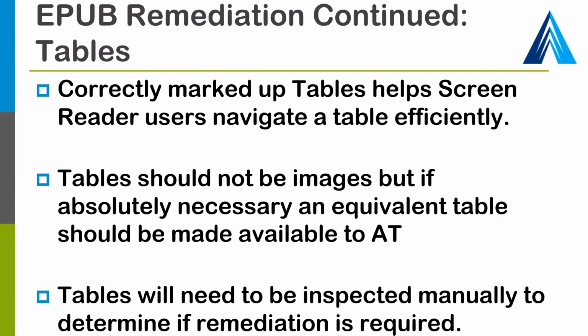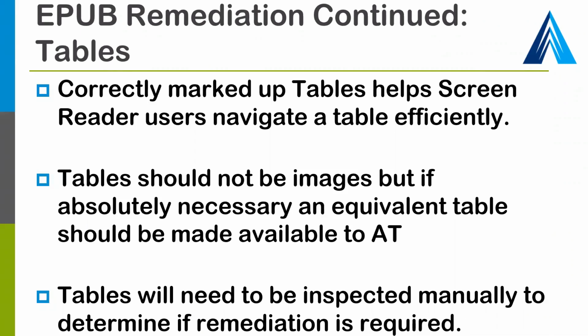Having semantically marked up tables helps screen reader users navigate and better comprehend what the table is trying to represent. Tables should not be made into an inaccessible image, even if there's alt text, since the user can't actually navigate and see each cell and row in the table with just an image with alt text. If you encounter a table that is an image, ideally you could create an HTML table under the image or replace the image with an HTML table instead.